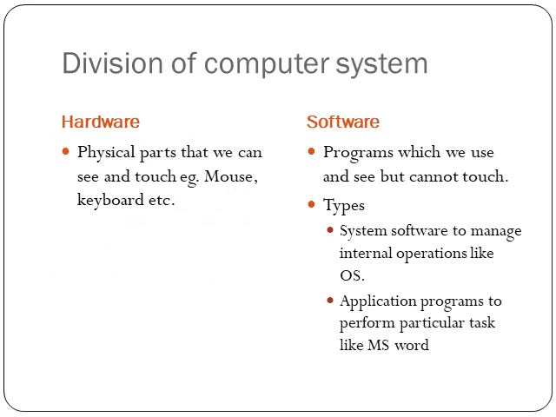Computer system can be divided into 2 parts. Hardware, which consists of physical parts like mouse, monitor that we can see and touch, and software, which means the programs we run on the computer. We have system software like the operating system that manages the whole working of the computer system, and also various application programs like Notepad, MS Word, which help us to perform a particular task.